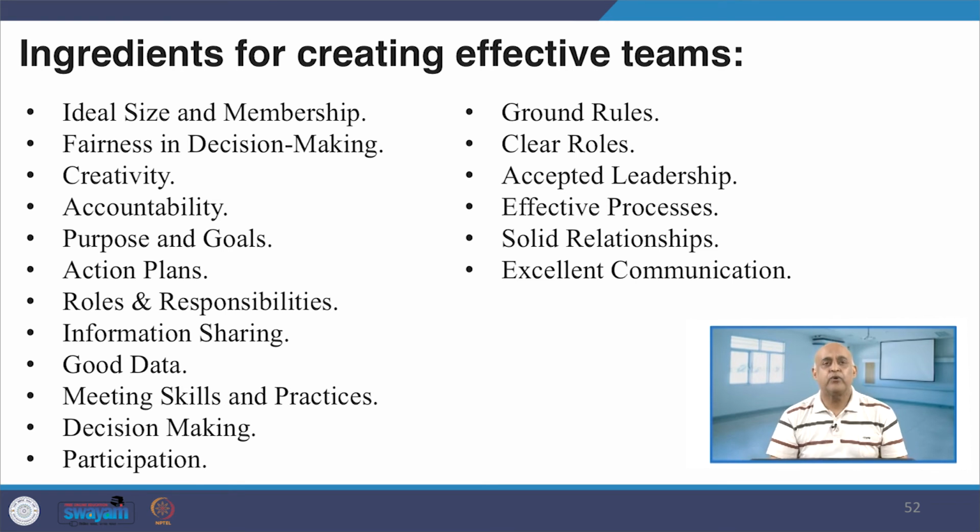So ultimately, how do we create an effective team? Ideal size of membership is there, as I mentioned, one should be able to control and get work done. That should be the ideal size of membership, and it will be decided on the nature of the jobs, the tasks which are to be completed. Fairness in decision making is there, and therefore if you are fair in decision making, then there will be no complaint by one member against another member.